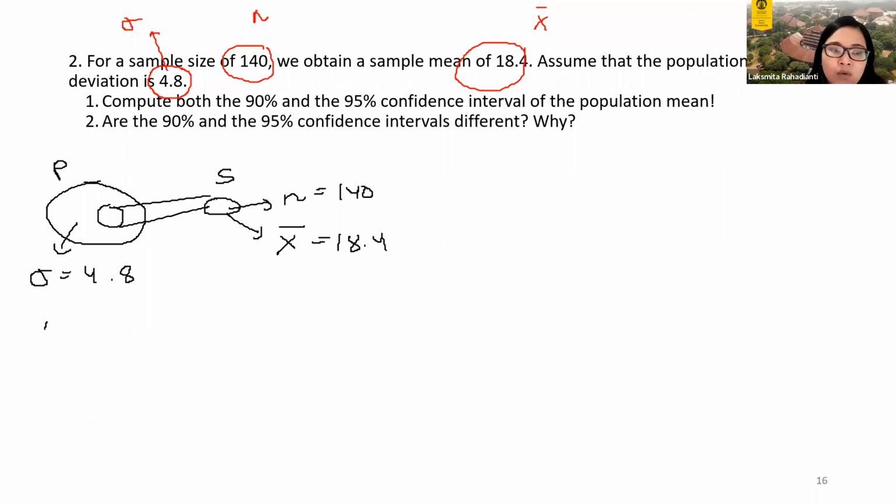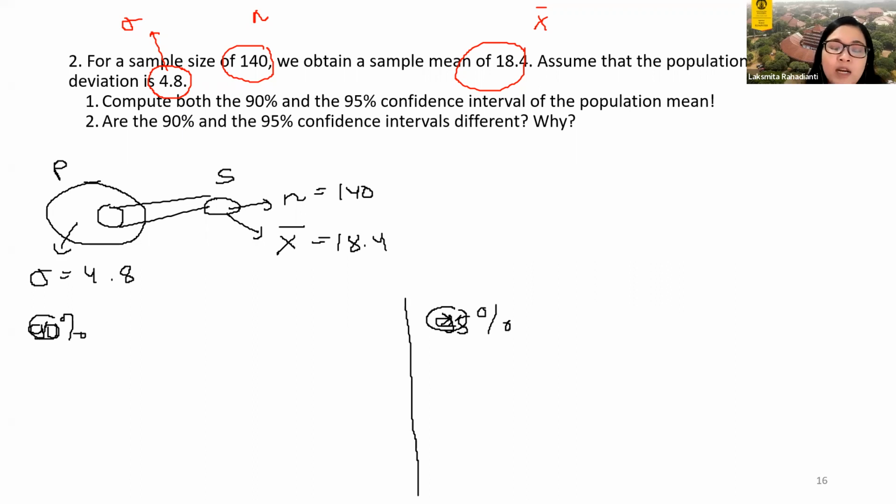Okay, so first, what we want to do is compute the 90% and the 95% confidence interval. I'm not going to compute this until the end, but we're going to try to compute both. So this is the 90% one. This is the 95%. What will be different?